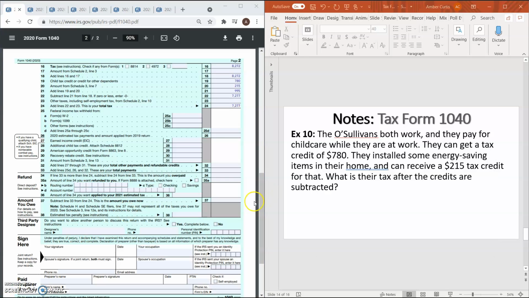Now at this point, if we had the O'Sullivans' W-2s, we would fill in the rest of this form, and then we would determine whether or not they were going to receive a refund or if they were going to owe. Then we'd sign the form and then either e-file or mail it in.